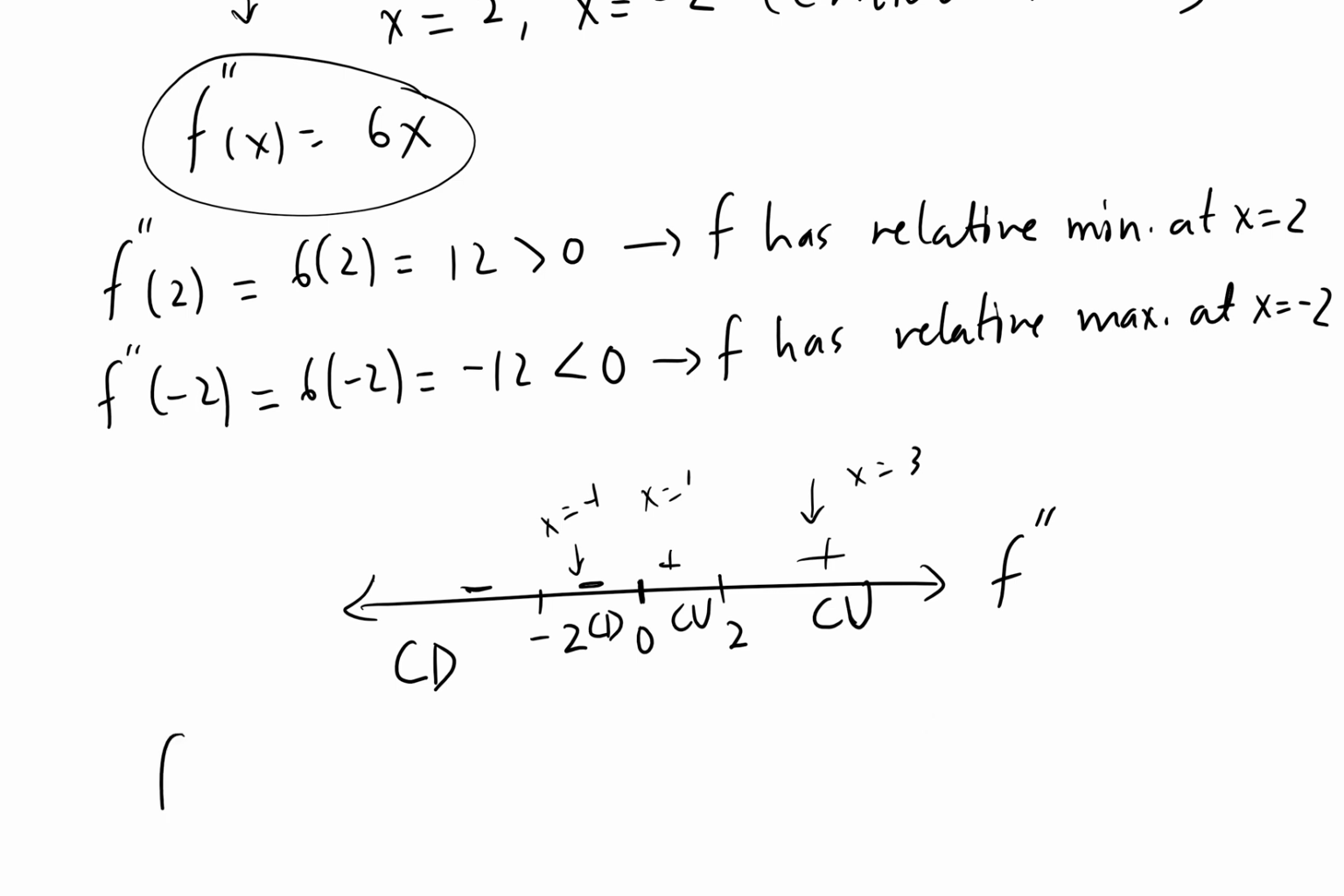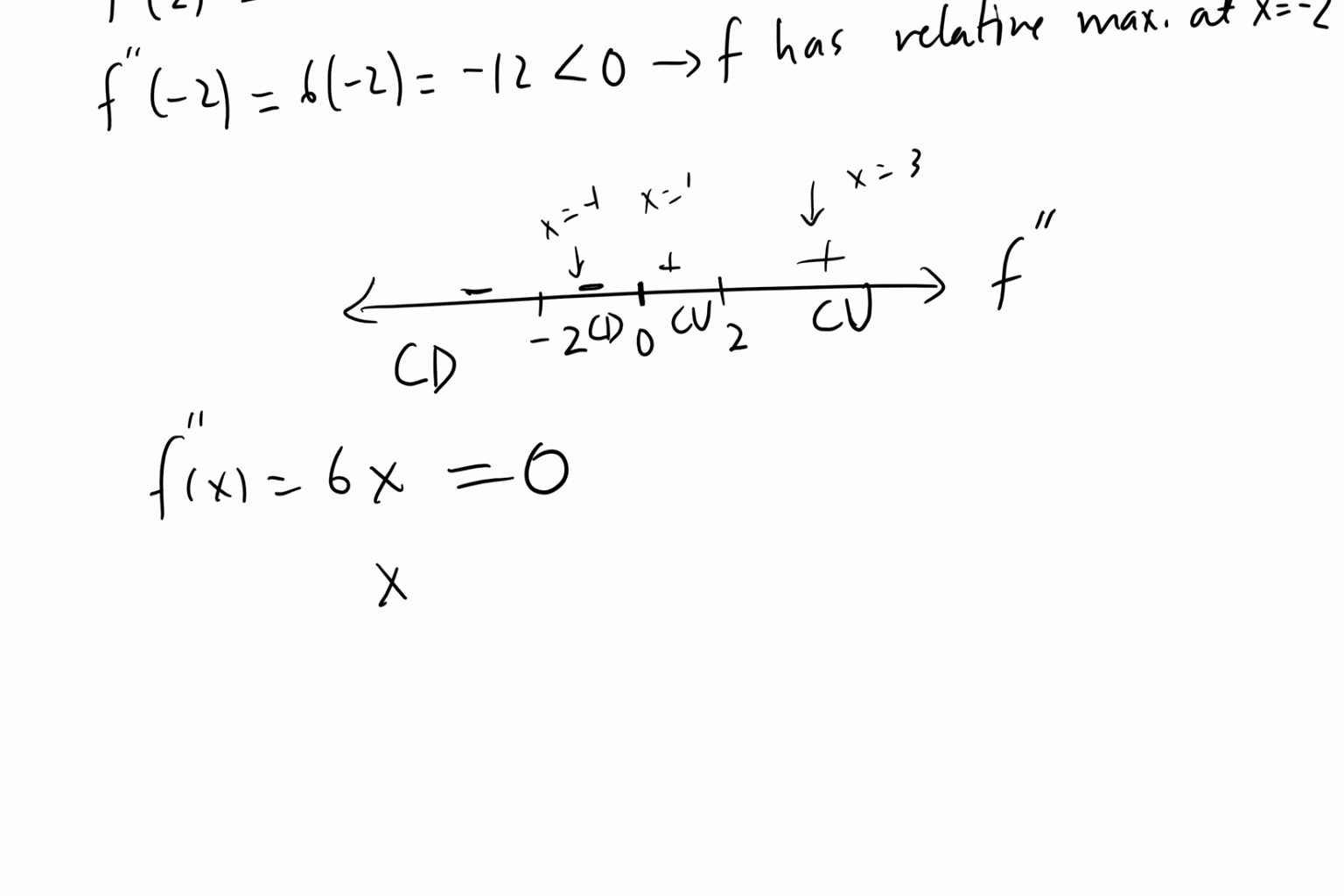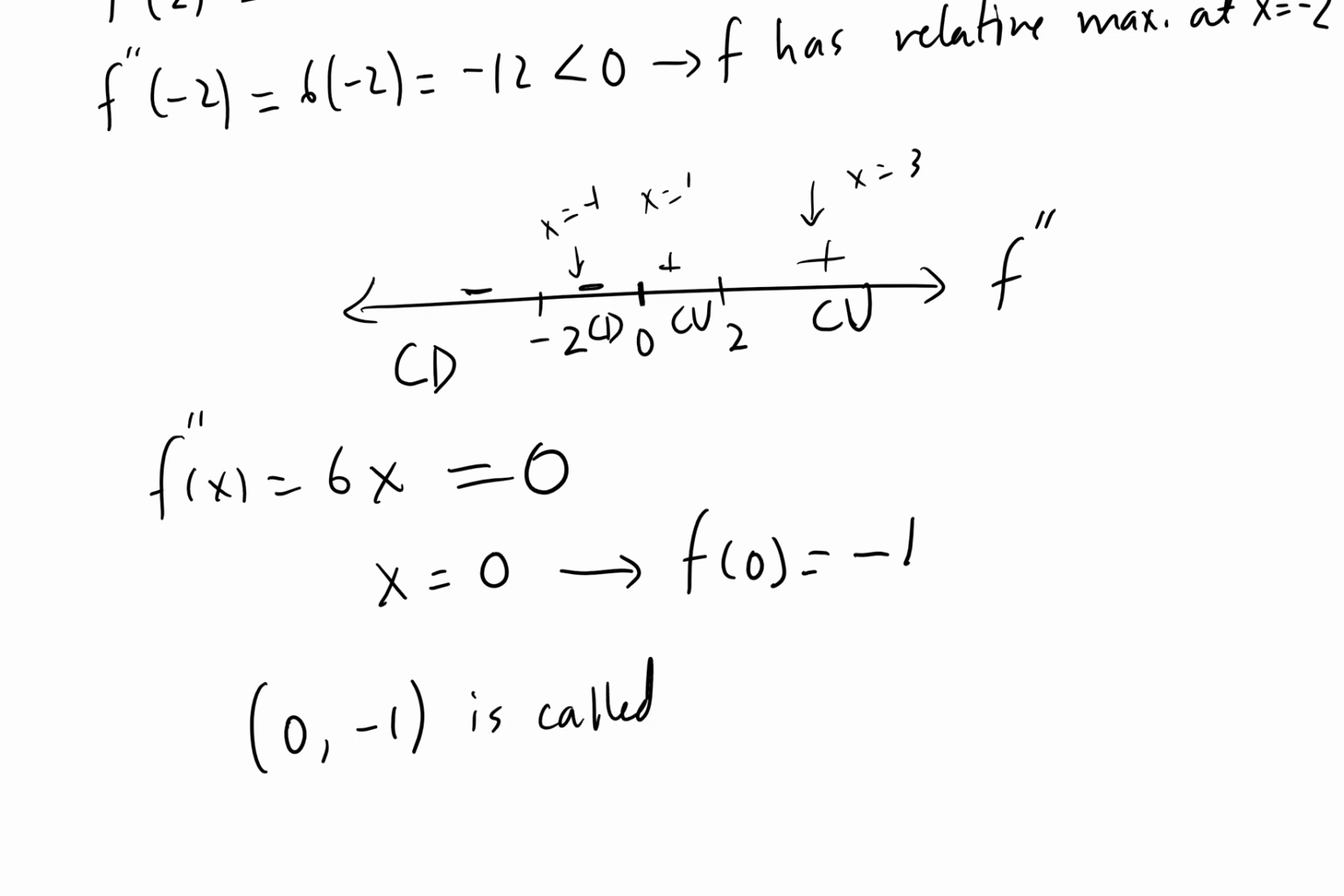From the second derivative that we found, if we set it equal to 0, that would help us to solve for x equals 0. And if we substitute into the original function, that will give me -1. So when x is 0, y is -1. This point is a special point. It's called a point of inflection or inflection point. Inflection point. Very important to know this.